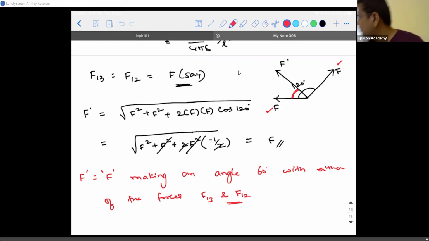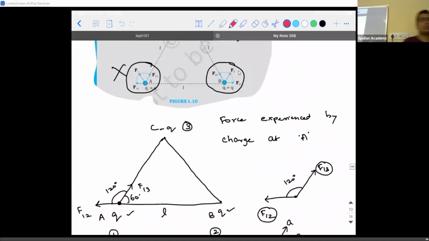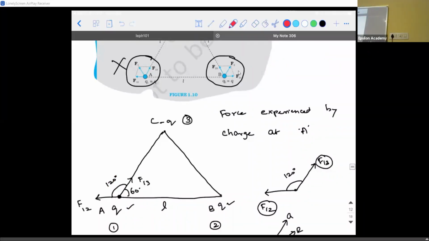This is F, okay. One minute. See, F is not given in the question. What is the value of F that we have assumed? 1 by 4 epsilon naught Q square by L square. This is the magnitude. So I'll give you exactly 3 minutes. I want you to find out the force experienced by the charge at C. You have to report the answer for the force experienced by the charge at C along with proper direction. Make it fast.